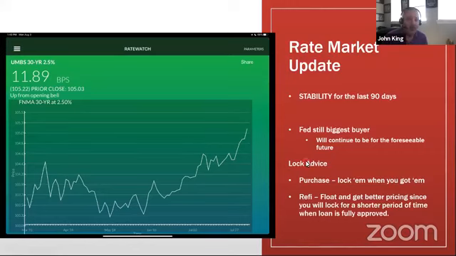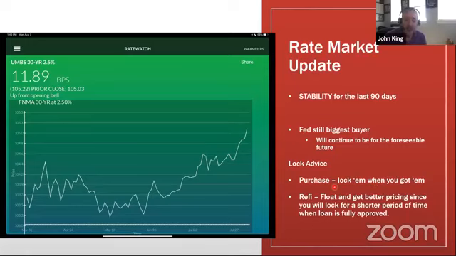But my advice has not changed, guys. If you're looking to buy a home, lock it as soon as you get an offer accepted. It is a super, super competitive market. I don't have to tell you that. So it's not about timing your purchase to get the best rate. It's about getting whatever rate is available at the time of your purchase.